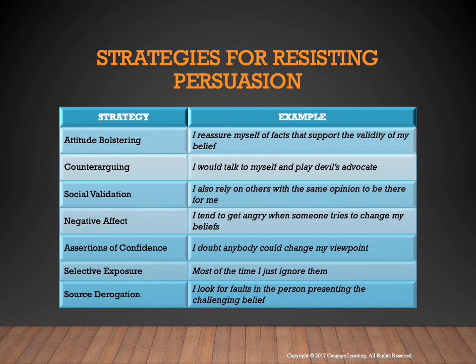Source derogation. I look for faults in the person presenting the challenging belief. So this is where you go after whoever is giving the challenging belief. Here again, that will keep you from being persuaded. All of these are good strategies for keeping from being persuaded. They may not be great social strategies, though, for making friends. Either way, these are many ways people use in order to keep from being persuaded.